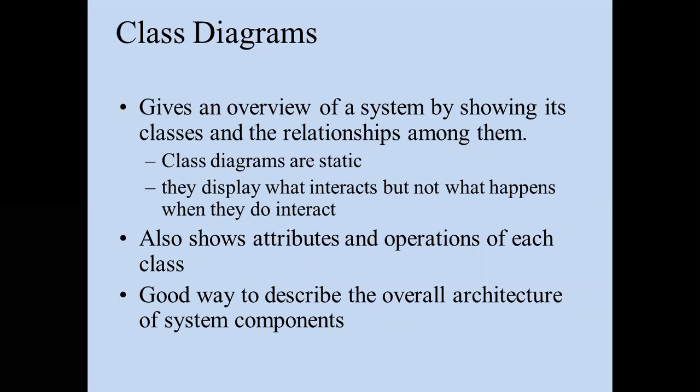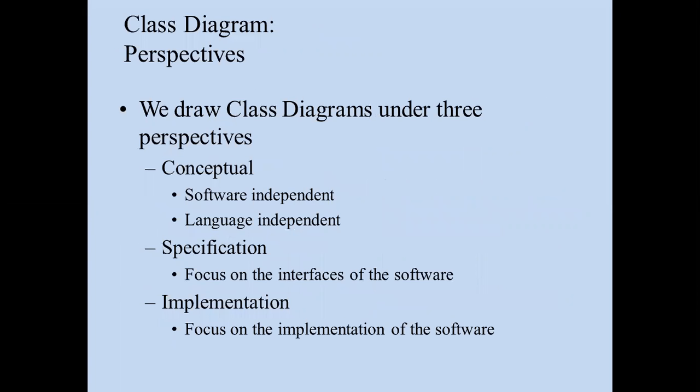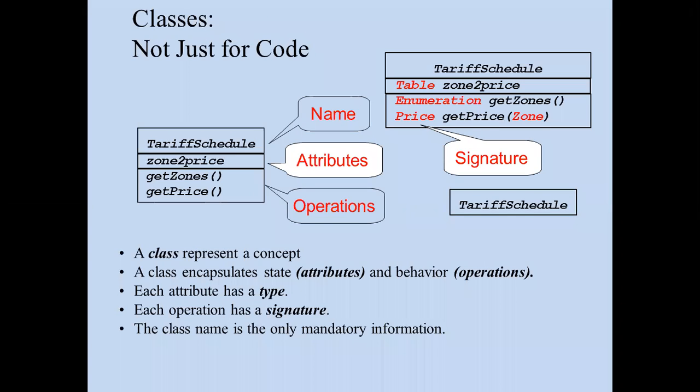The next one is class diagram. In yesterday's session, we have seen the class diagram. What is a class diagram? Here you can see an example of a class diagram. A class represents a concept. As we have seen, the class name's first letter should be capital. This is the class name, then attributes, then operations. A class encapsulates state and behavior: state means attributes and behavior means operations.